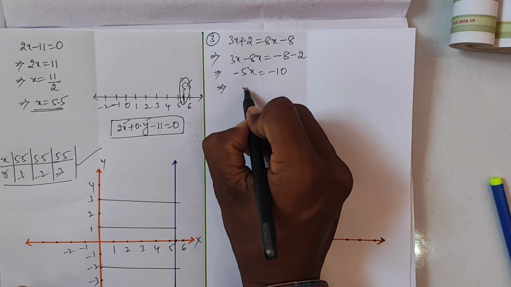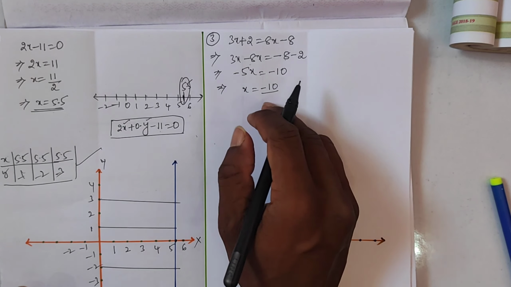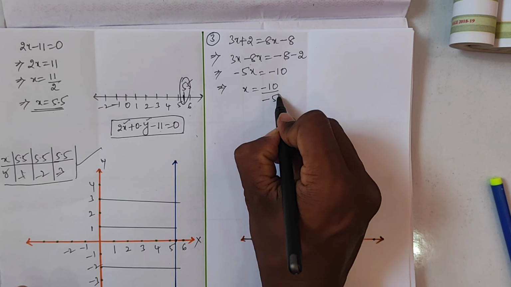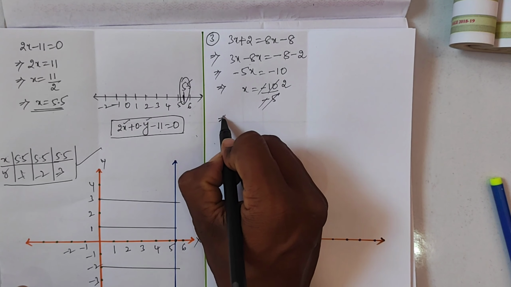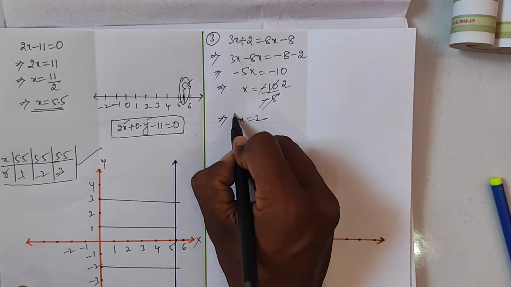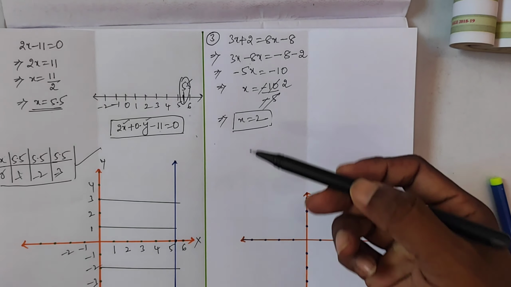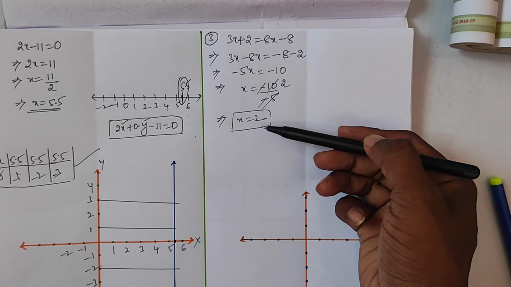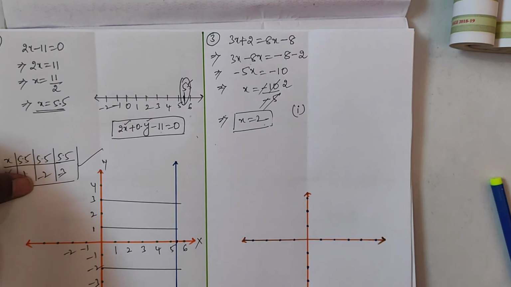We have to find the value of x here. x equals minus 10 by, multiplication becomes a division, minus 5. Minus minus cancel, and 5 ones are 5, 5 twos are 10. This implies x is equal to how much? 2. After solving we got the value of x equals 2. Now this one, first we have to solve on the number line.